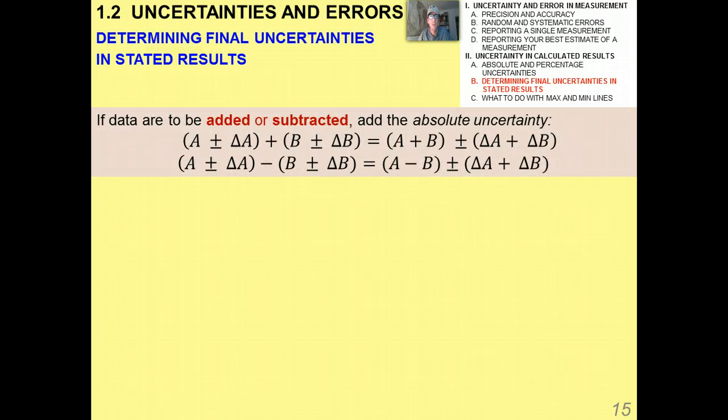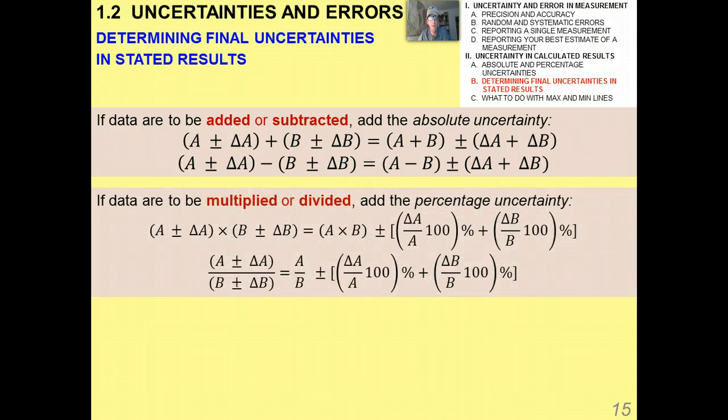Okay, so you've seen the poster in the front of the room. I'm just going to go over these. If data are added or subtracted, what you do is you add the absolute uncertainty. So very easy, okay? This is the simplest case. If data are multiplied or divided, what you need to do is add the percentage uncertainty. And typically what we do is we express everything in its final form as an absolute with an absolute uncertainty.